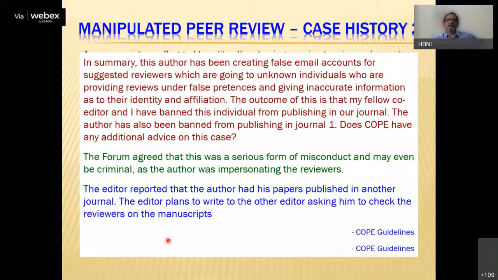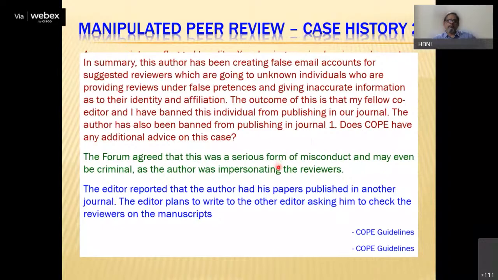The outcome of this is that my fellow co-editor and I have banned this individual from publishing in our journal. You see the sentence which they have delivered. So this particular author will be unable to publish in future in that particular journal. Not only this, the author has also been banned from publishing in Journal 1. So is there any more additional advice that COPE can give in this regard?